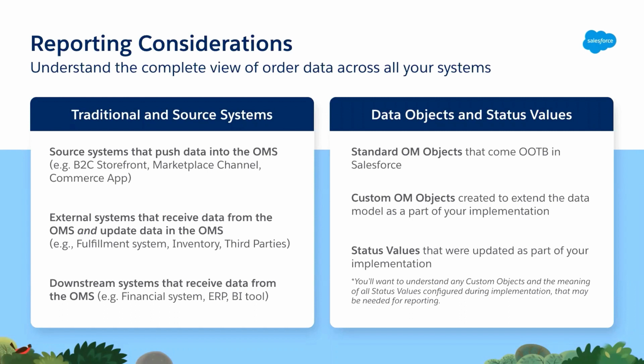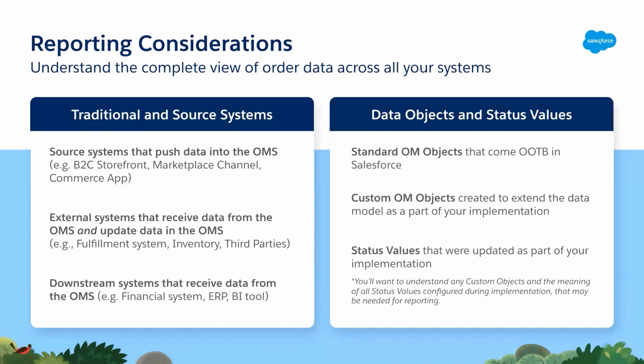When you then plan to build reports in order management, it's important to be familiar with these items on the right side here: standard order management objects, custom order management objects, and the status values defined for your objects. So standard Salesforce order management objects are the objects that make up the data model that comes out of the box with order management. And your implementation likely has custom order management objects as well, which are objects that are created to extend the data model as part of your implementation specifically.